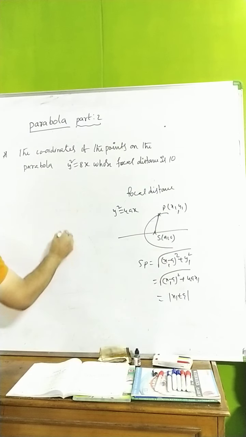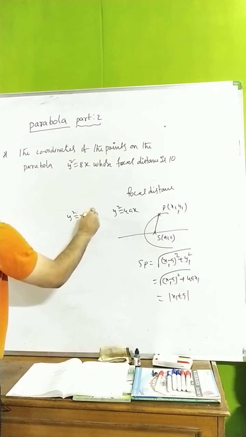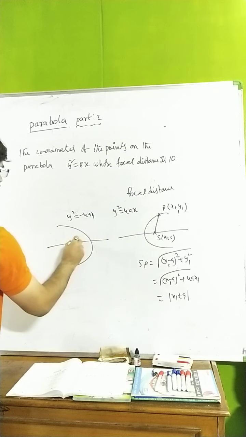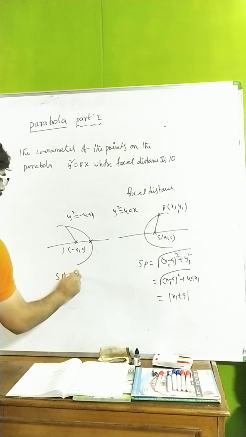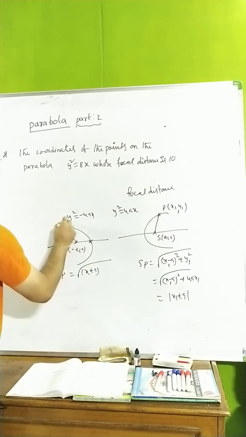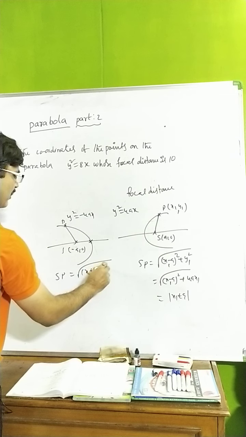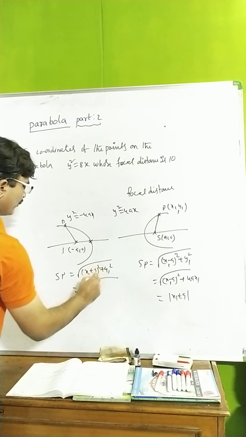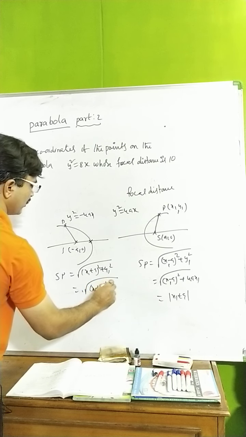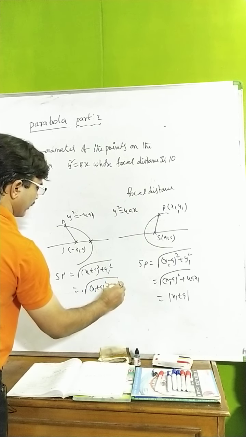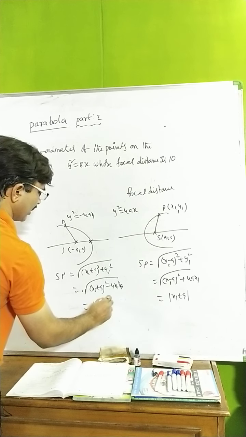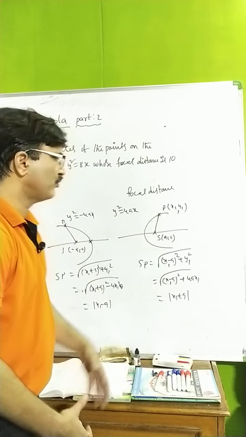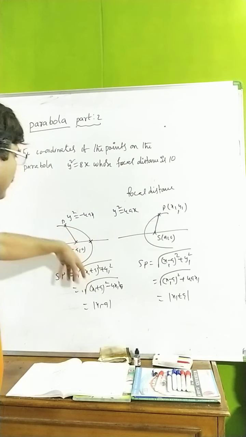I would like to show you another one. Suppose the focus is on the other side, at (minus a, 0), with P as (x1, y1). Here SP is the square root of (x1 plus a) whole square plus y1 square, but the equation is now minus 4ax, so we get x1 minus a. What I am trying to tell you is that the focal distance depends on the parabolic equation.